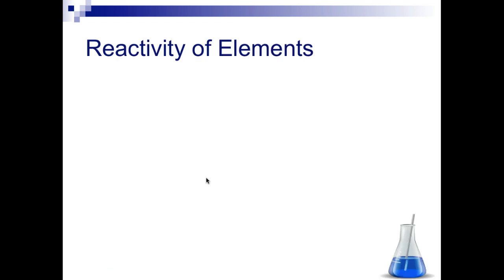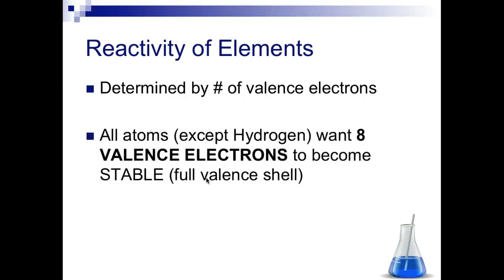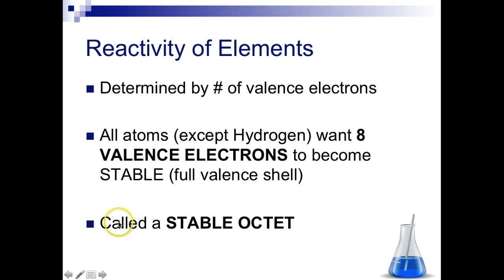So let's talk about the reactivity of the elements. So the reactivity, how reactive something is, is determined by the number of valence electrons that it has. All atoms, except for hydrogen, want 8 valence electrons to become stable or have a full valence shell. That's what we call them. And if they are stable, we are said to call them to have a stable octet.